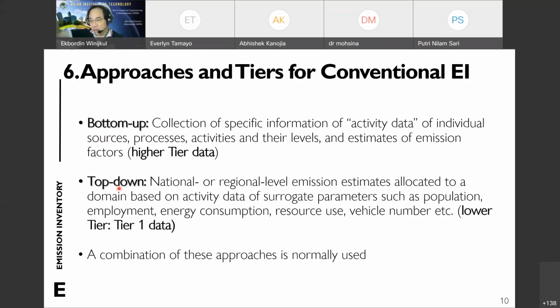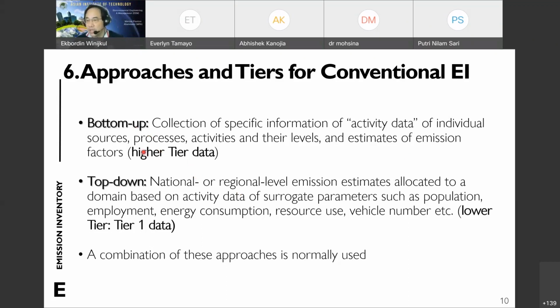Top-down, on the other hand, is on the opposite side. Top-down means that we can develop the emission inventory based on the national level or regional scale level, which is going to be data not as detailed as the bottom-up approach. So I will talk about the tier of the emission inventory later. But when we're talking about bottom-up, because we're talking about more detailed data that we need to collect and use to calculate the emissions, the data is going to have a higher tier.